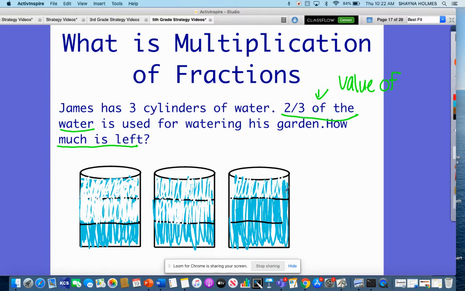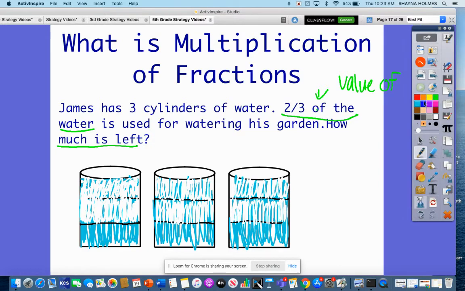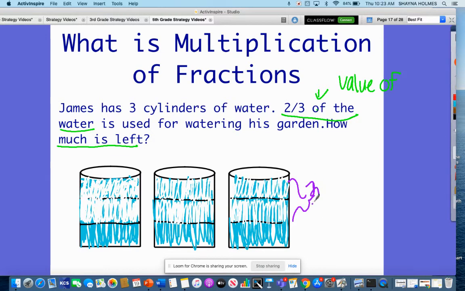And then I'm going to label it so that I know what I've done. Okay, so this is 2/3 gone. That's gone, and this is gone. So these sections are gone, and that leaves me with just this right here. So this would be 3 times 2/3. I want to know the value of the 2/3, so I want to know what is left.